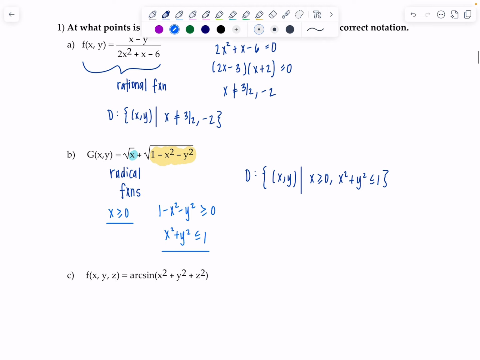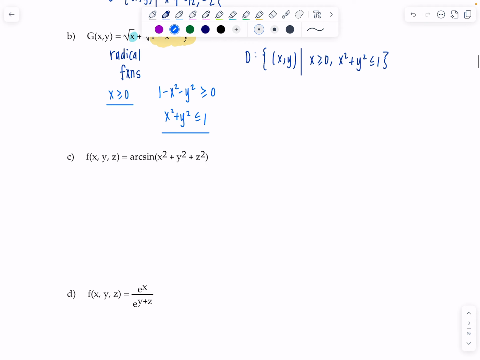All right, very good. Moving on, f of x, y, z. So now notice the domain contains x, y, and z. So now we're in 3 space. F equals arcsine of x squared plus y squared plus z squared. So think back, we know that the domain for arcsine of x, or sine inverse of x, is between -1 and 1 inclusive. So what that means is that x squared plus y squared plus z squared has to be between 1 and -1. Now, this expression here is the sum of squares, right?